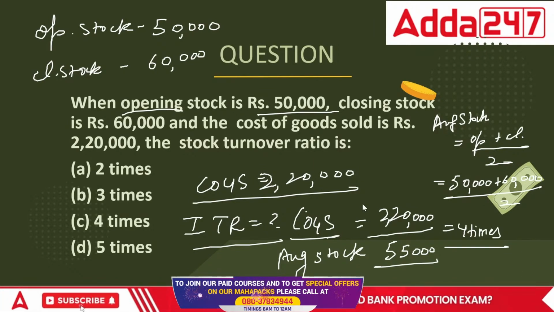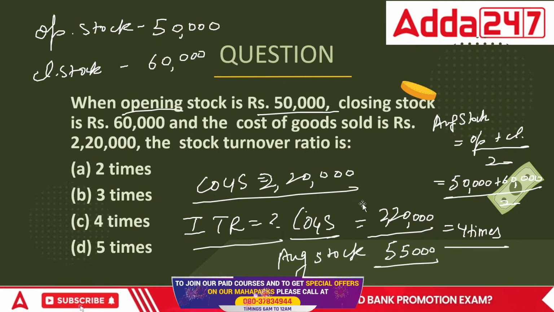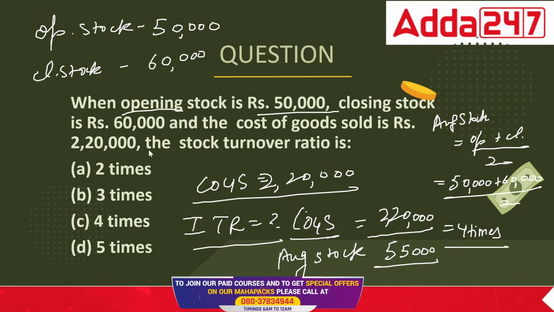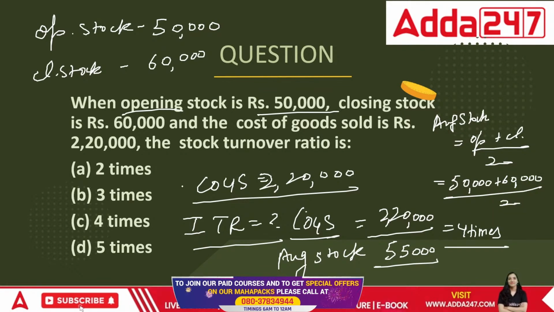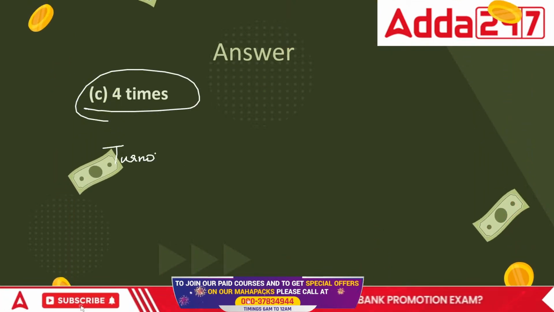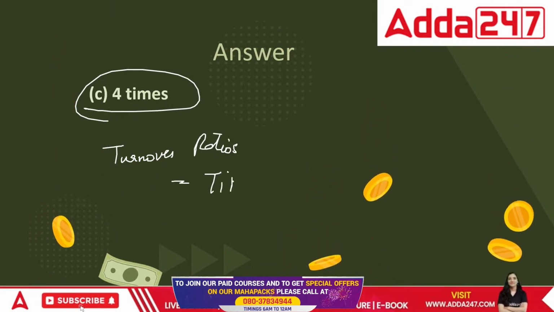Done everyone? The answer is 4 times. And when we talk about this area, in the inventory turnover ratios, all the turnover ratios are always expressed in times.